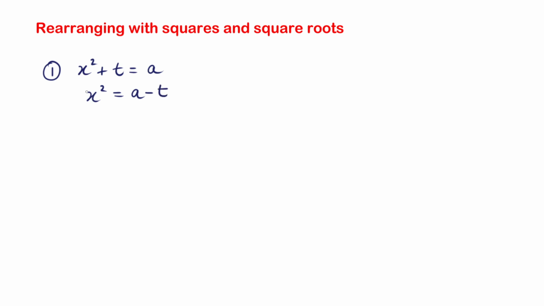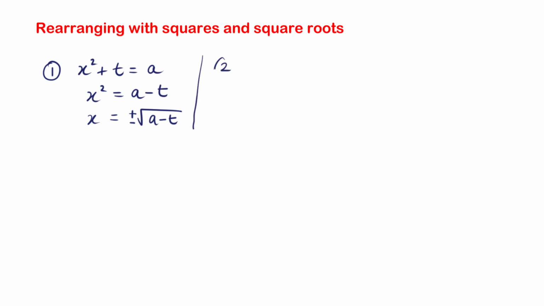And now you can see that on the left, the whole of this side is being squared. And when that happens, we square root both sides. So it becomes the square root of everything on this side. We don't really need brackets because we just make the square root sign longer to show that it's all under the square root. And we need to put a plus minus at the front. Okay, so this is how you rearrange for x in this situation.